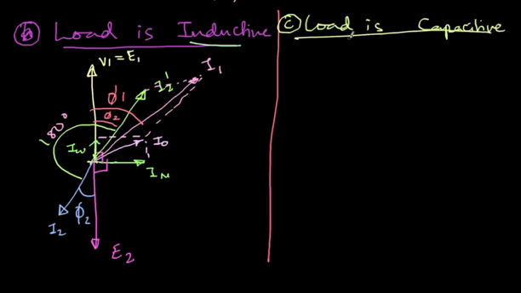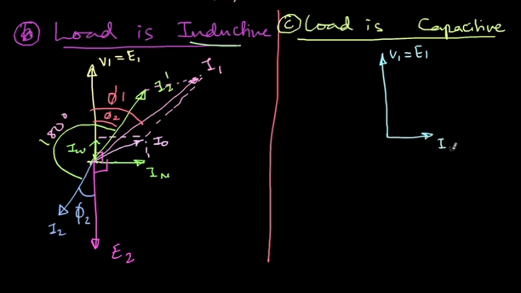So if the load is capacitive, what happens? So again, this is my supply voltage and this is the I mu magnetizing current. This is IW, the working component of the current, and then this is I naught, that is the no load current, and this is cos phi naught and everything. And then I have E2 exactly opposite to that.